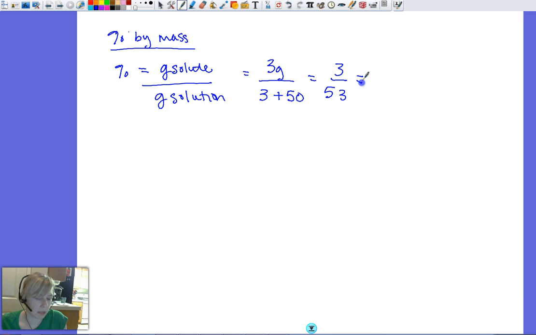And I'll get my handy dandy calculator. And that gives us 0.0566, and we're going to times that by 100 to get a percent. And we get 5.7%.